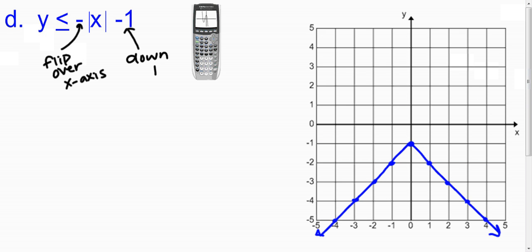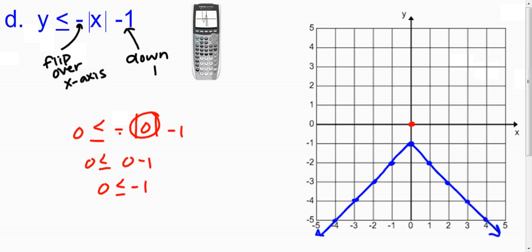All right, and I am going to test a spot. I know that it's a less than symbol, so I'm probably going to shade below the lines, but I'm going to test a spot. Again, an easy spot to test would be 0, 0 right here. So my question is, is 0 less than or equal to the negative of the absolute value of 0 minus 1? Well, the absolute value of 0 is 0. Negative in front, negative 0 is still 0. So is 0 less than or equal to negative 1? And it's not.